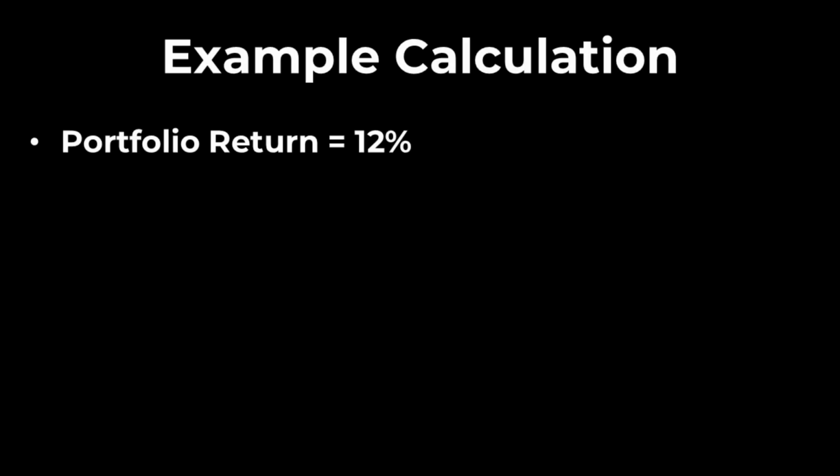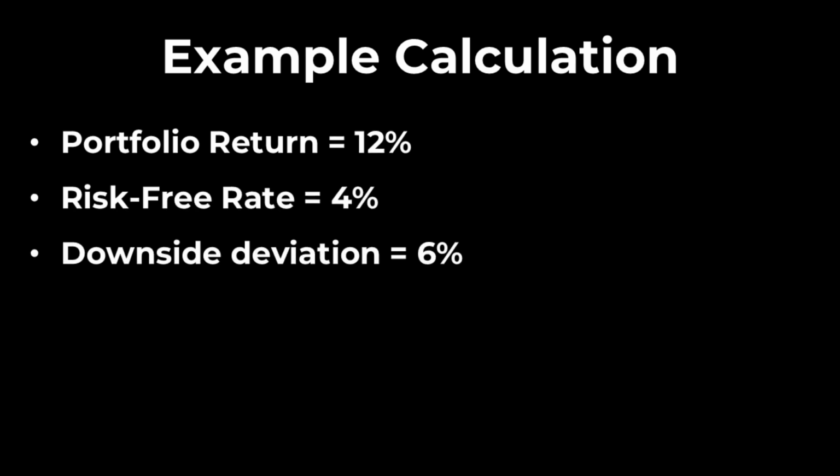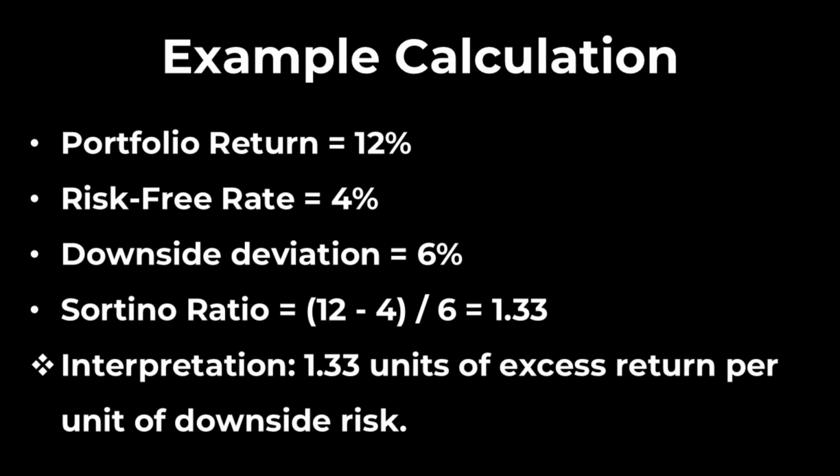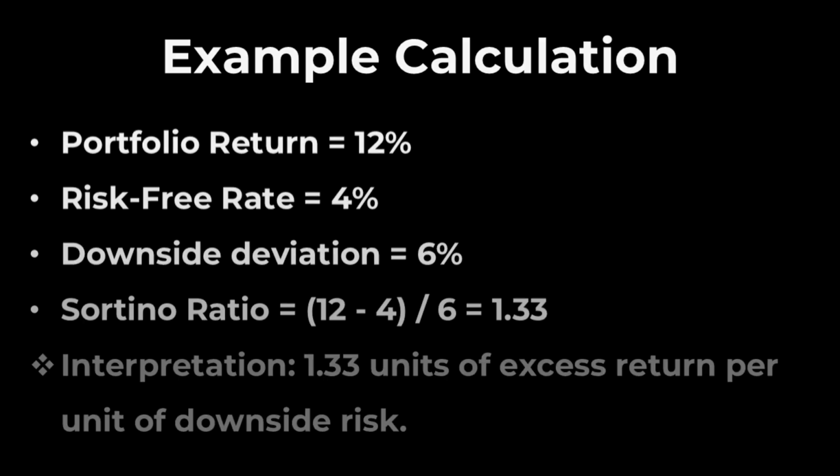Let's take an example. Suppose your portfolio returns 12%, and the risk-free rate is 4%. If your downside deviation is 6%, your Sortino ratio is 12 minus 4, divided by 6, that's 1.33. This means you are earning 1.33 units of excess return for every unit of downside risk you take. In simple terms, it's a solid result.